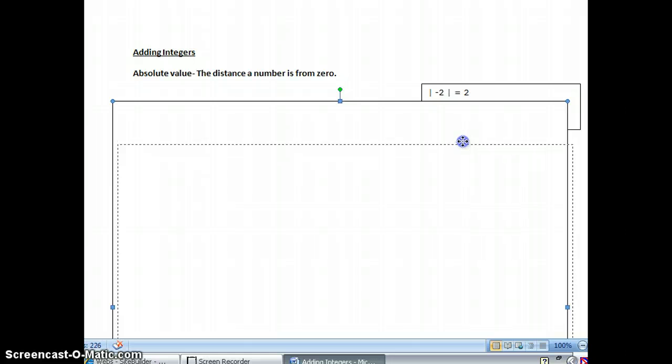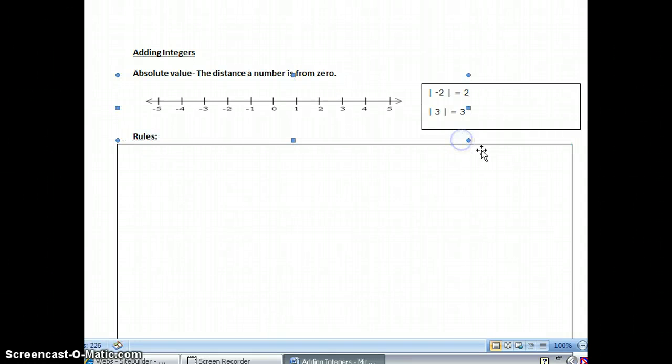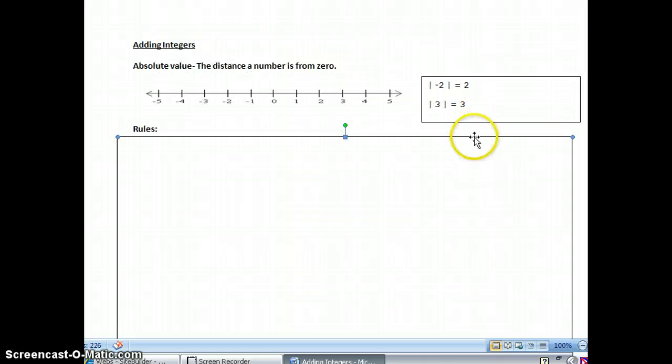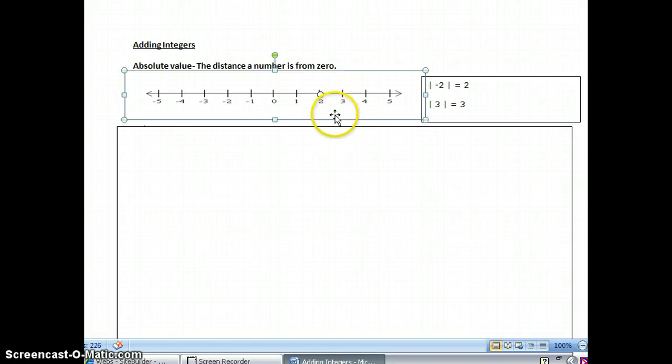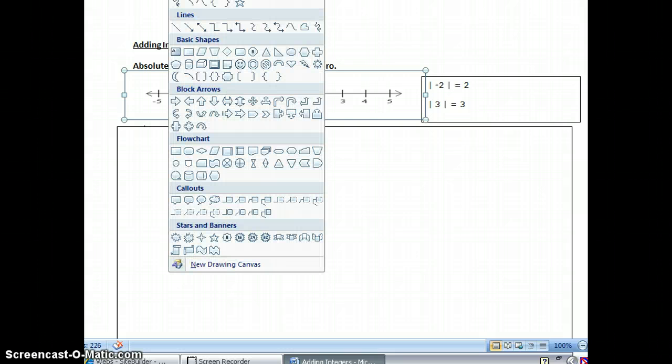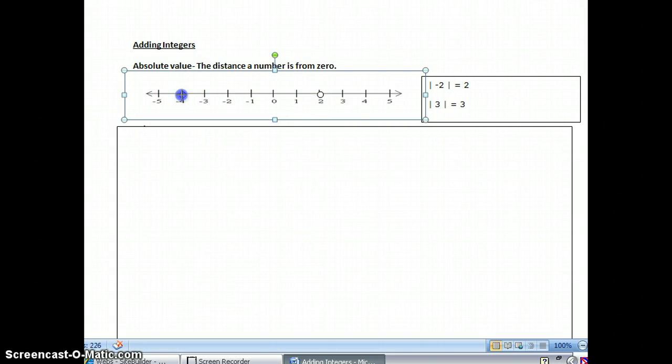Start with what's called the absolute value, and this by itself seems like it's kind of useless, but it's very helpful when we're adding and subtracting. Now the absolute value is the distance a number is from 0. So for example, if I say the number 2, the 2 is 1, 2 from 0. If I insert another one, let's call it -4, the distance -4 is from 0 is 1, 2, 3, 4.